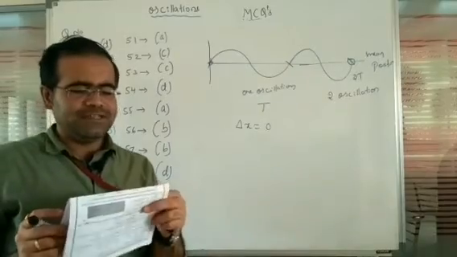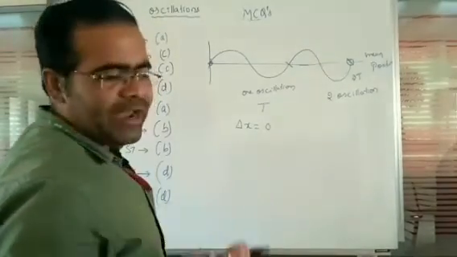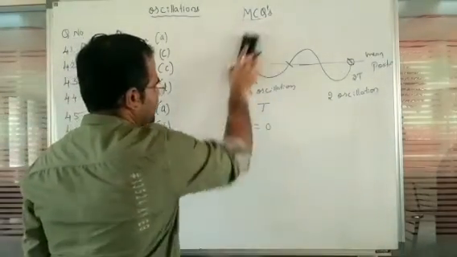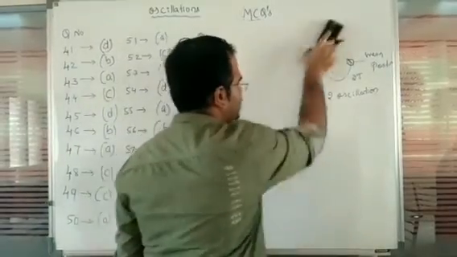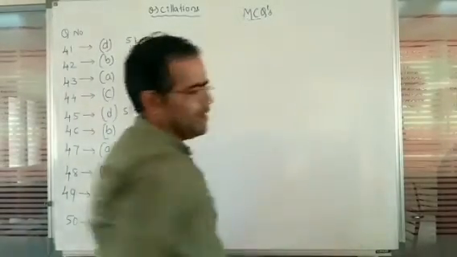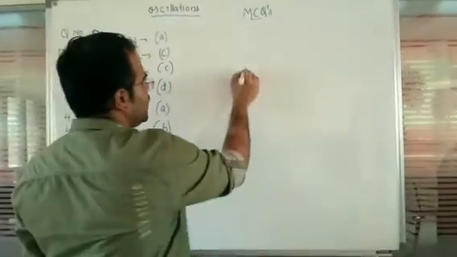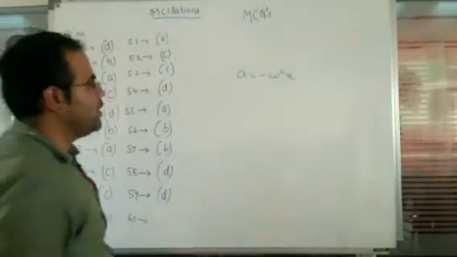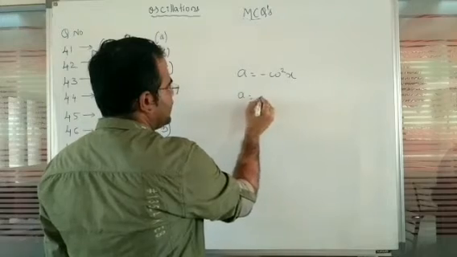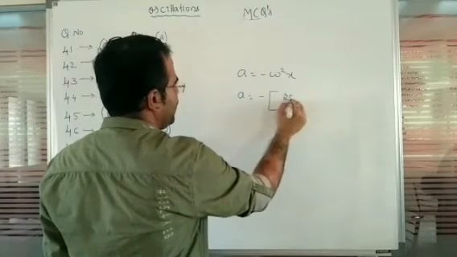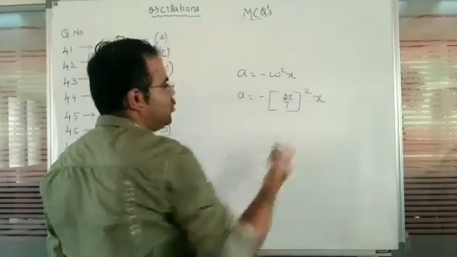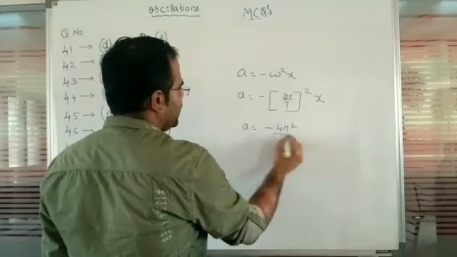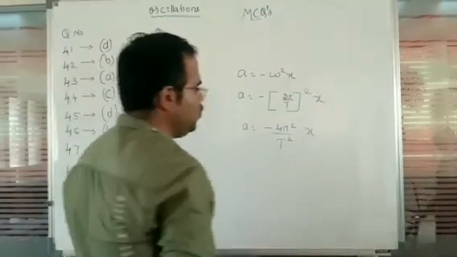Next, question number 60. Here you are going to observe x, v and a. x represents position or displacement, v represents velocity, and a represents acceleration. Now we have the equation a is equal to minus omega square into x. In that, a is equal to minus 2 pi divided by capital T whole square into x. Again a is equal to minus 4 pi square divided by T square into x.